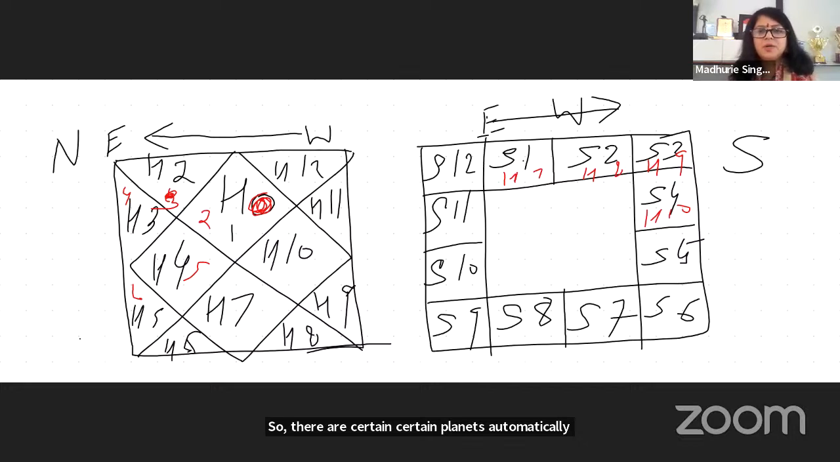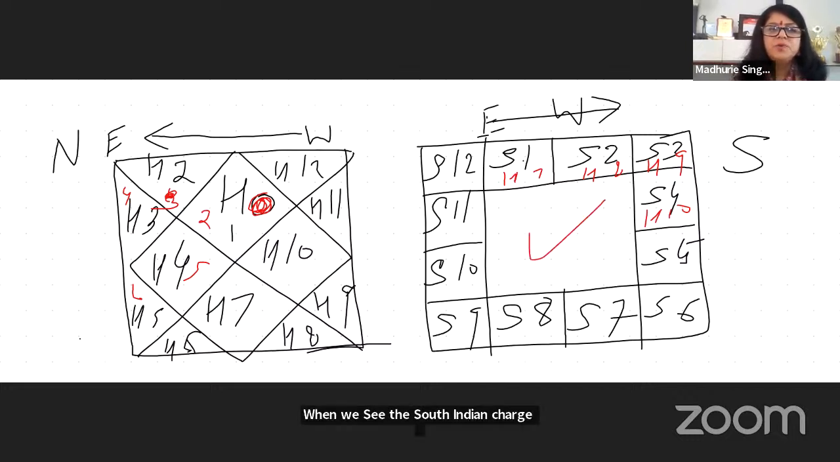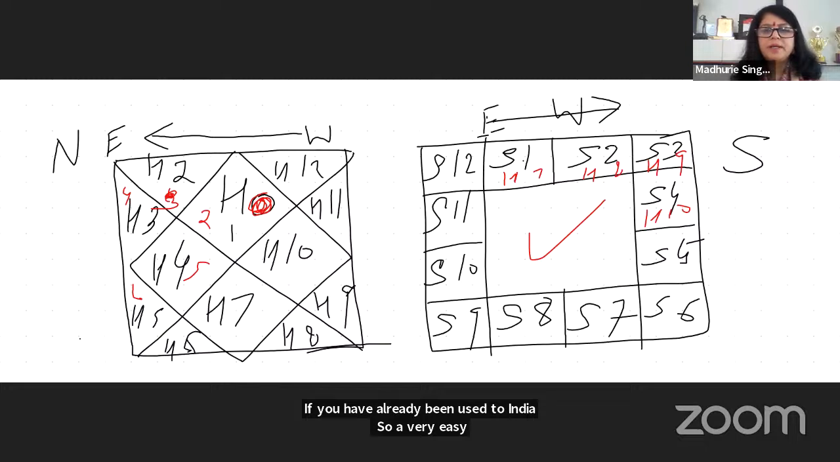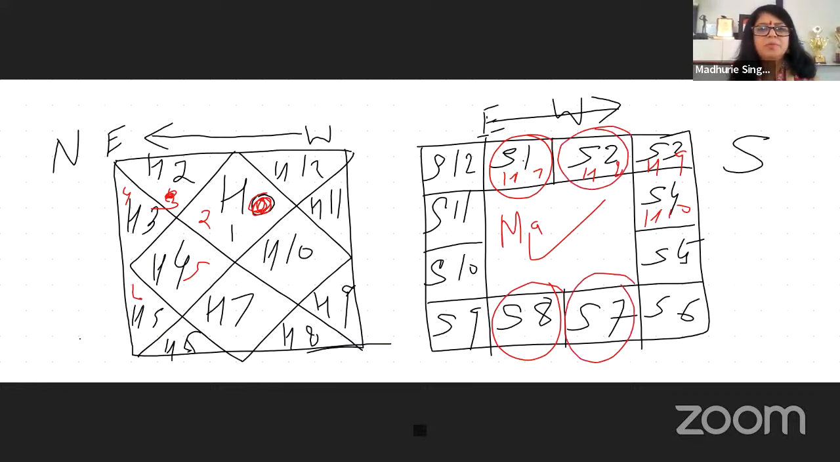Okay. So this is fine. When we see the South Indian chart, we will have a little confusion if you have already been used to North Indian. So a very easy way to understand is in the South, first is Aries. Just opposite to that is Scorpio. Both are ruled by Mars. Okay. Second is Taurus. Opposite to that is Libra. Both ruled by Venus. Third, Gemini. Opposite Virgo. Both ruled by Mercury.